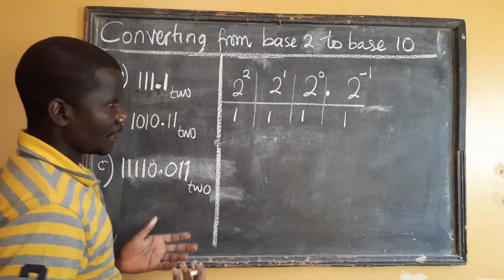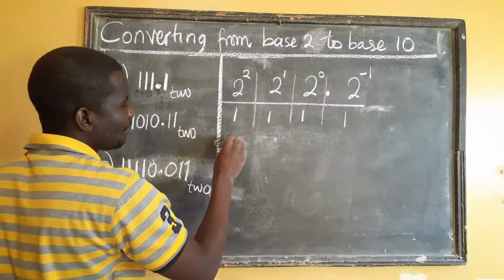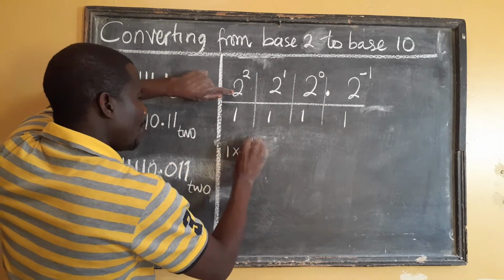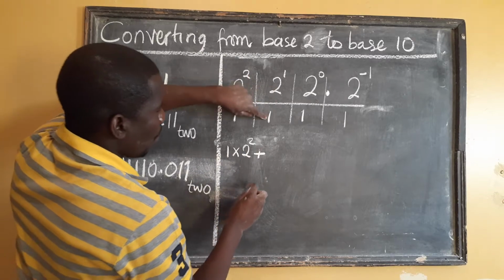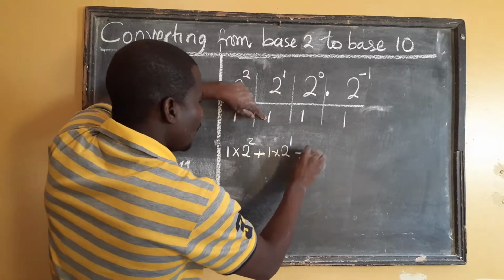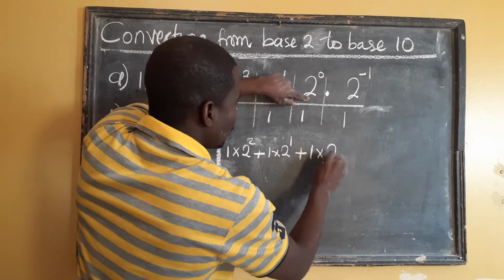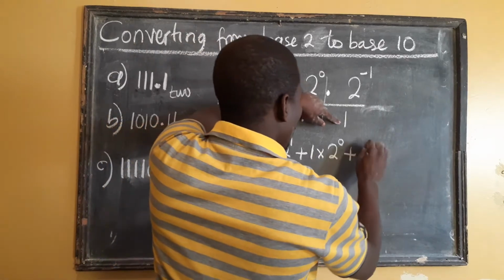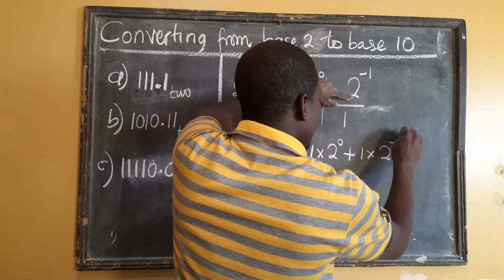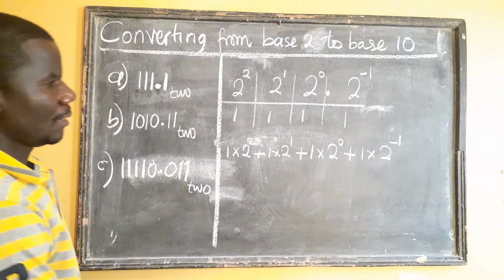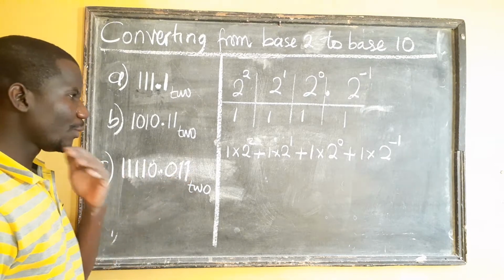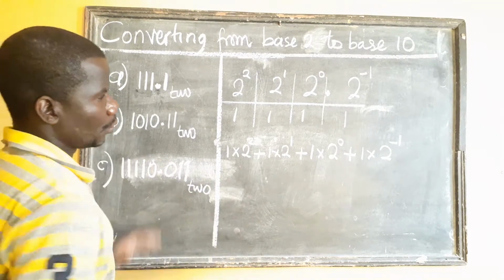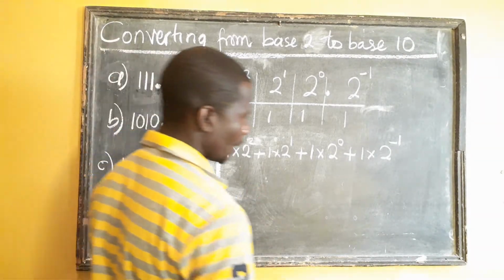So to get the final answer, we just have to multiply these and add. So we have the first one: 1 multiplied by 2 to the power 2 plus 1 multiplied by 2 to the power 1 plus 1 multiplied by 2 to the power 0. Plus 1 multiplied by 2 to the power negative 1. Alright? So take note of this. This is basically what we are supposed to do.